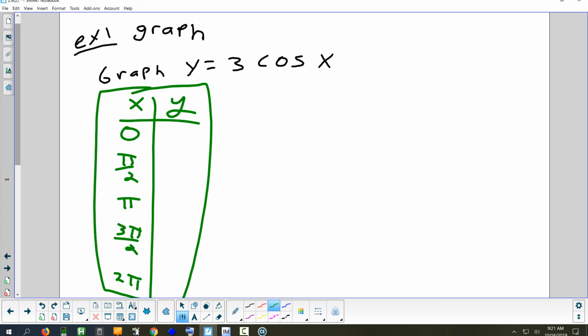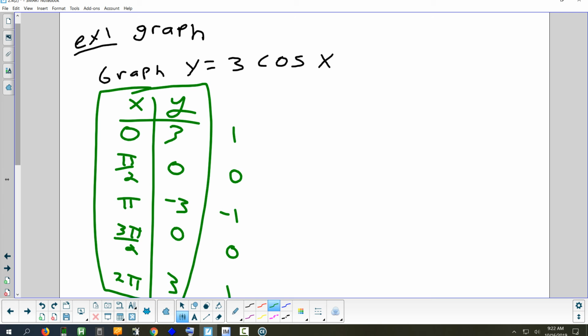Brianna, do you remember for cosine what the original y values are? 1, 0, -1, 0, 1. Yep, perfect. 1, 0, -1, 0, 1. Okay. And Sebastian, I'm going to take all of these old y values and multiply them by what? 3. And that's it. So can you tell me what I would get for what? 3, 0, -3, 0, 3. That's it. That's your table for an amplitude change.